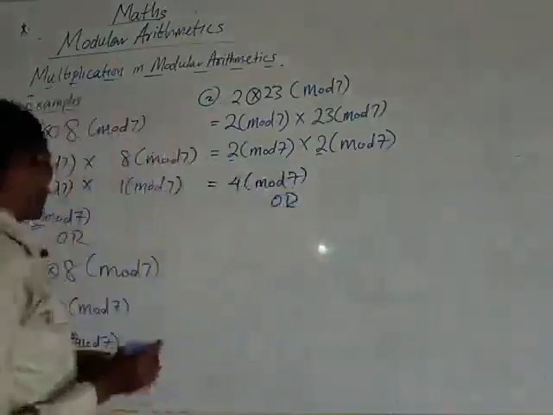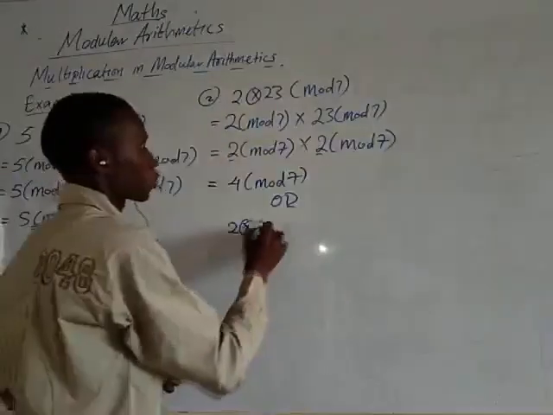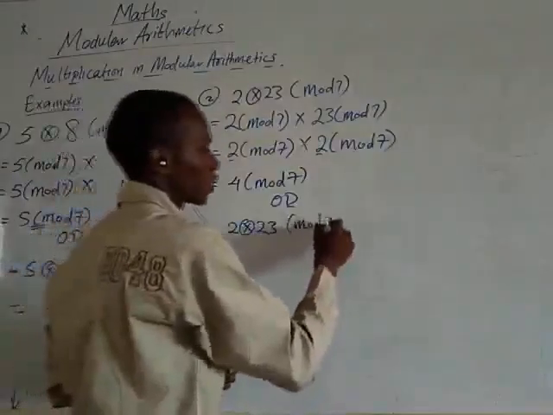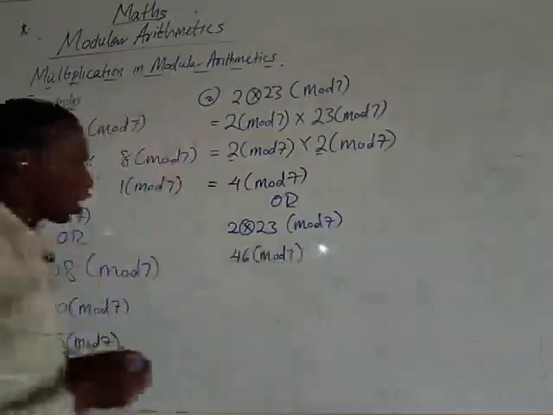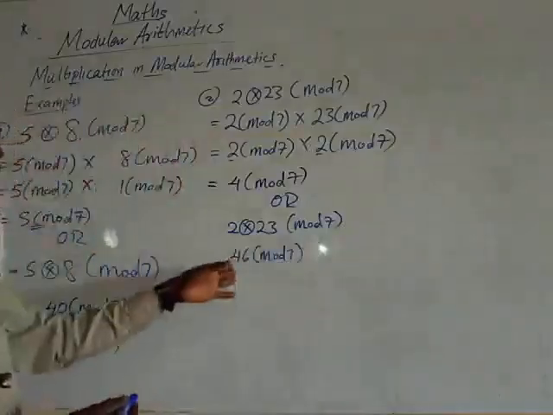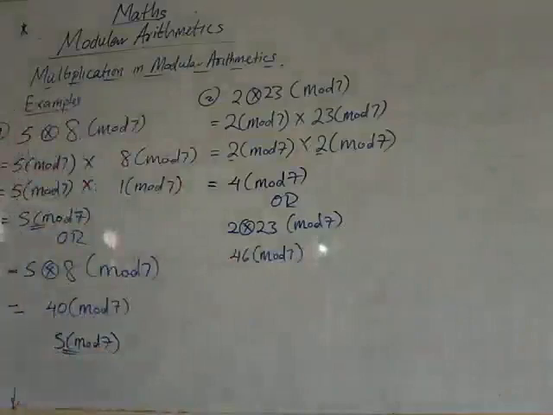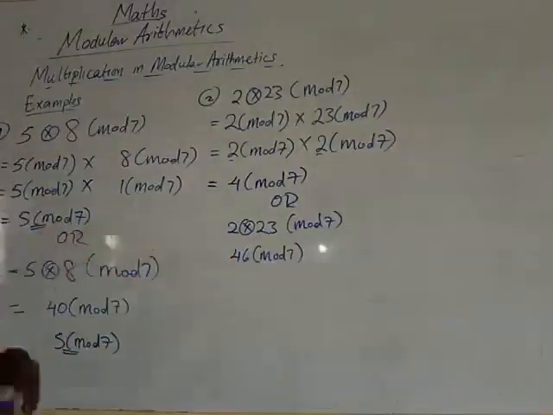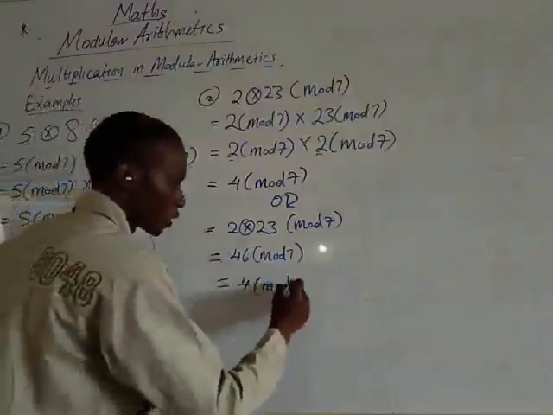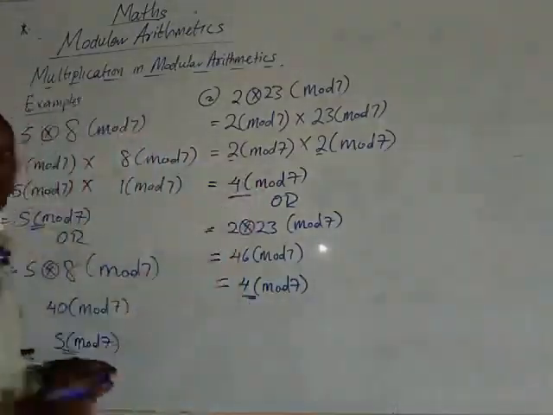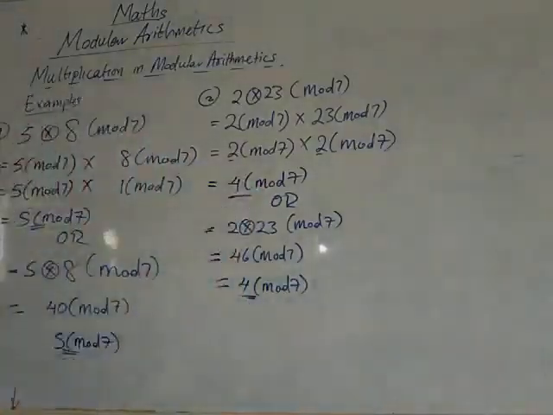Let's check the other method. If I have 2 times 23 mod 7, I have 2 times 23, which gives me 46 mod 7. Now, how many 7s can I get in 46? 7 times 6 gives me 42. Taking 42 away from 46, I'm left with 4. So I have 4 mod 7. This justifies that I still have the same answer using two different methods. So the two methods justify my approach of doing multiplication in modular arithmetic.